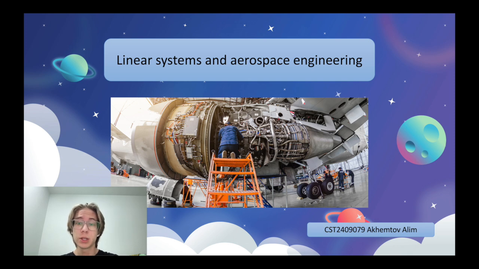Today, me and my friend will be explaining how linear systems can be applied in science and engineering. Linear systems play a fundamental role in aerospace engineering because they allow the modeling, analysis, and control of complex dynamic processes associated with aircraft, satellites, and space systems. Below are the main aspects of their application.